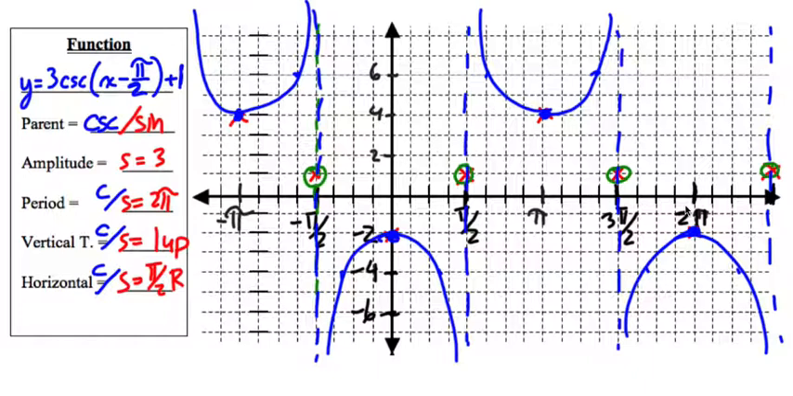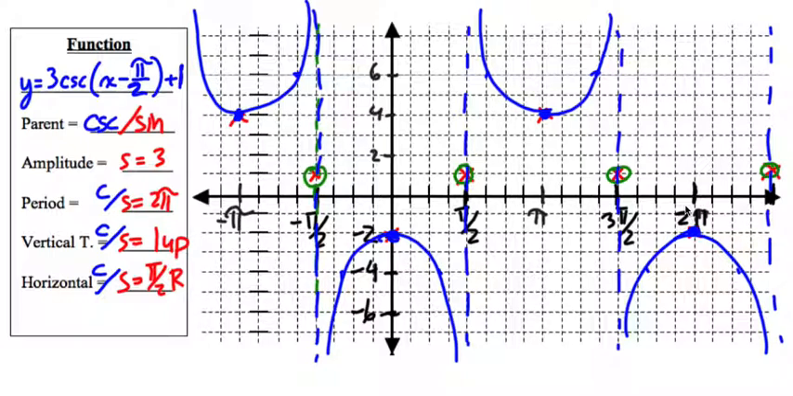Note that this function has a period of 2 pi. Note that it has been translated up 1 unit and that the horizontal translation of pi over 2 to the right appears in the graph. Note also that the vertical stretch of this graph is of magnitude 3.